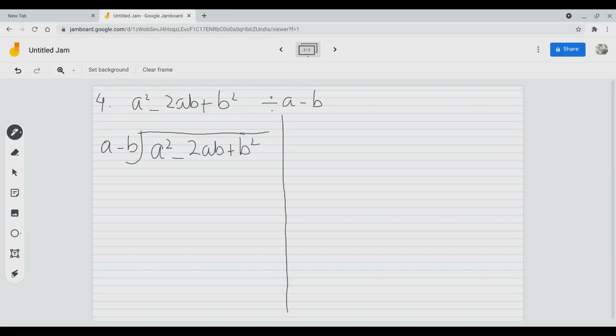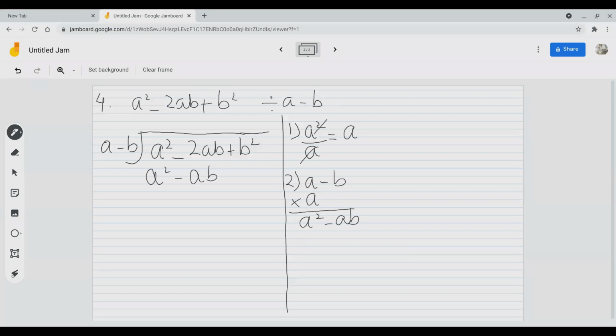Stage 1, step 1. Take a square divided by a, that is a. Step 2, write the divisor, multiply by this a. This is a square minus ab. Now this a square minus ab will come under dividend and a will come on the top.